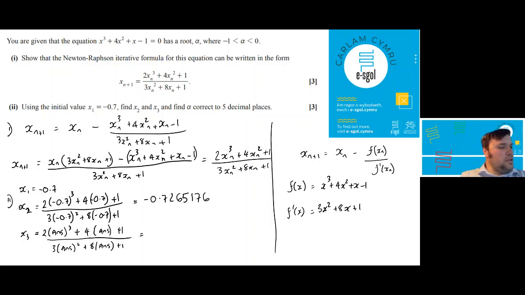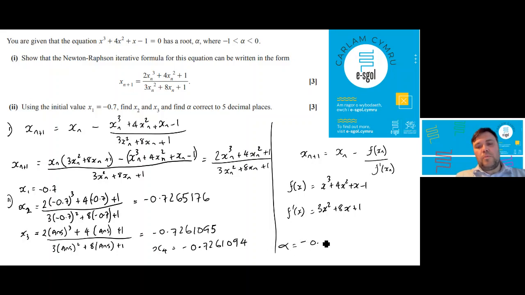So now x_3 is minus 0.7261095. And then you just put equals, and you've got x_4 straight away, which is minus 0.7261009. Okay, that's x_4 now, but that's 1, 2, 3, 4, and then there's your 5th one. They're both the same on there, so that might actually go down, but to 5 decimal places, alpha is going to equal minus 0.72611. There is a 1 there.